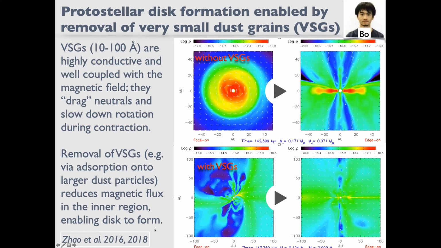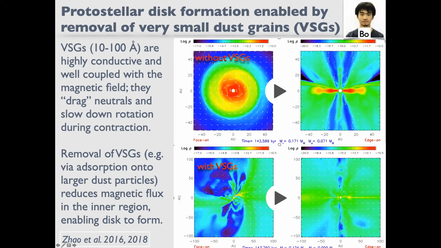We also have some newer papers where we include other non-ideal effects, so not just the ambipolar diffusion, which is basically the most important thing for protoplanetary disk formation, but also other non-ideal effects like the ohmic and the Hall effect, but I'm not going to tell you.